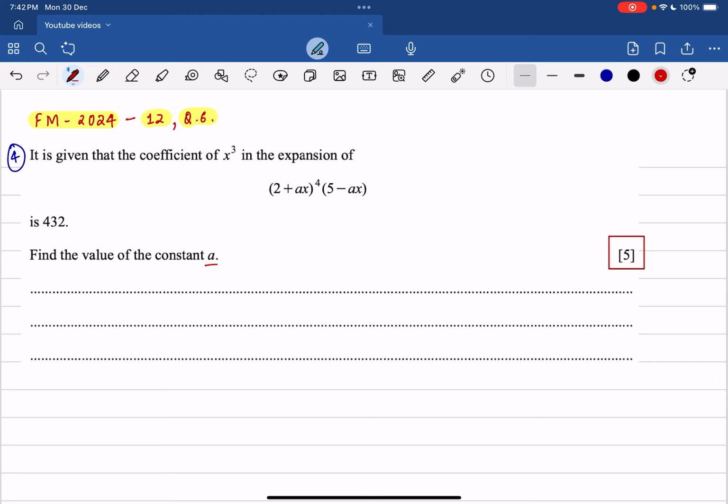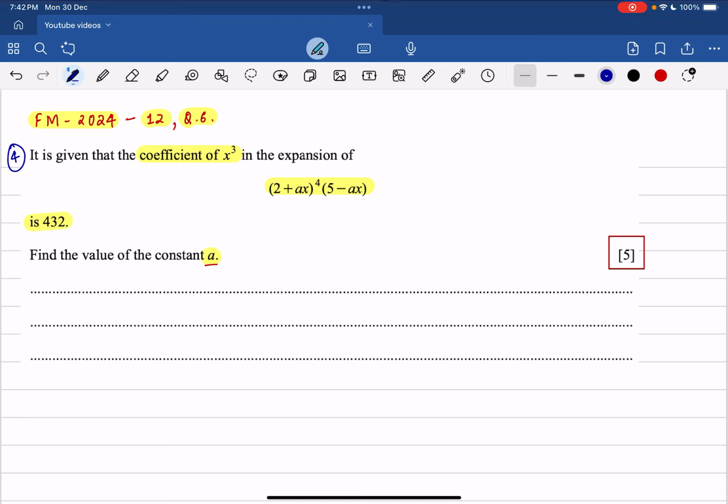Just imagine the kind of working that is needed for this question is going to be a little intricate, and we just have to be cautious. That's it. It's not going to be difficult. You will also be able to experience the same. Let's read the question. The most important part is to read the question. It is given that the coefficient of x cube in the expansion of so and so is 432. Find the value of constant a.